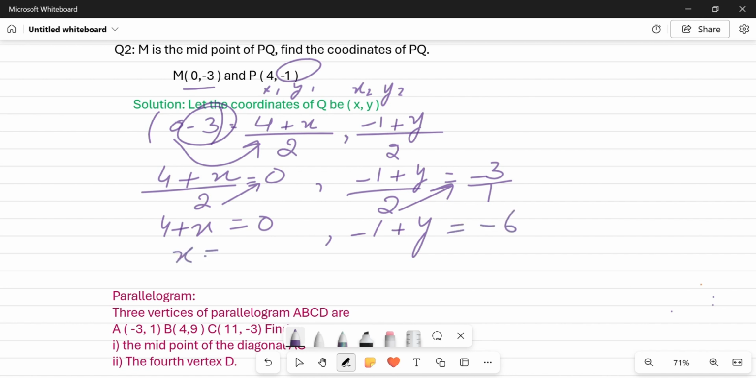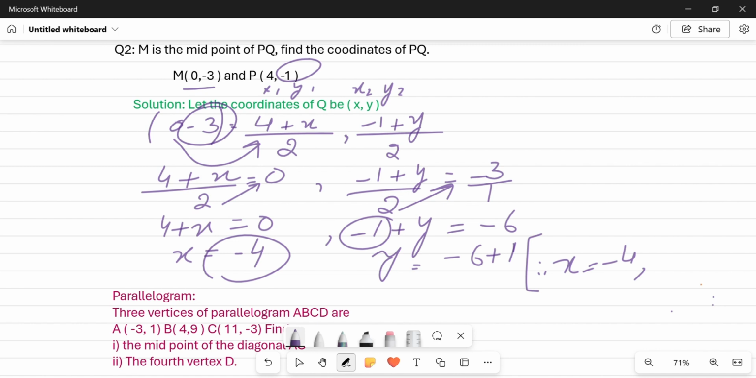So x equals -4. And y equals -6 is already on your right hand side. So -1 shifts to the other side and becomes +1. I'm doing it directly. We have found the two values: therefore x is -4 and y, when we solve this, we get y is -5. So the answer is -4 and -5. Okay, students, now let's solve another question.